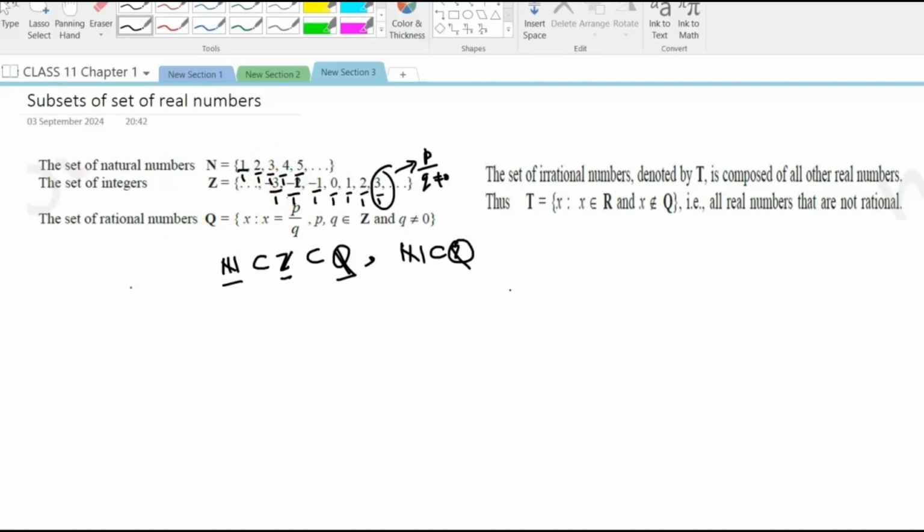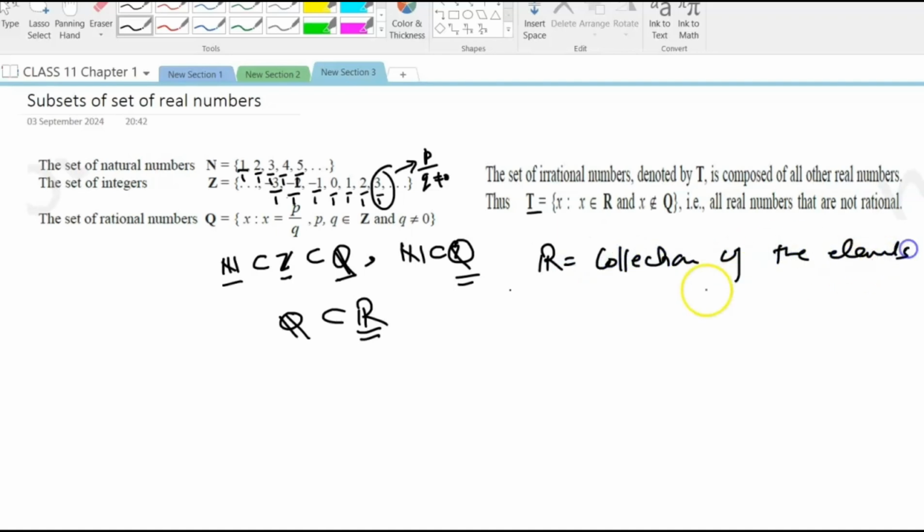Now we have the set of irrational numbers. Okay. The set of rational numbers, let's first see this. The set of rational numbers would be a subset of the set of real numbers. Why? Because R is simply the collection of the elements from the rational numbers and irrational numbers, Q and T. So the set of rational numbers will be a subset of the set of real numbers, and the set of irrational numbers will also be a subset of the set of real numbers.